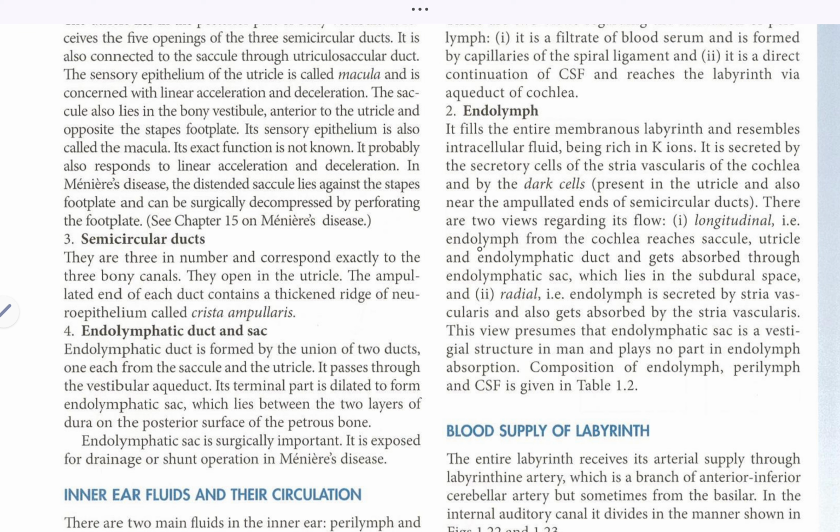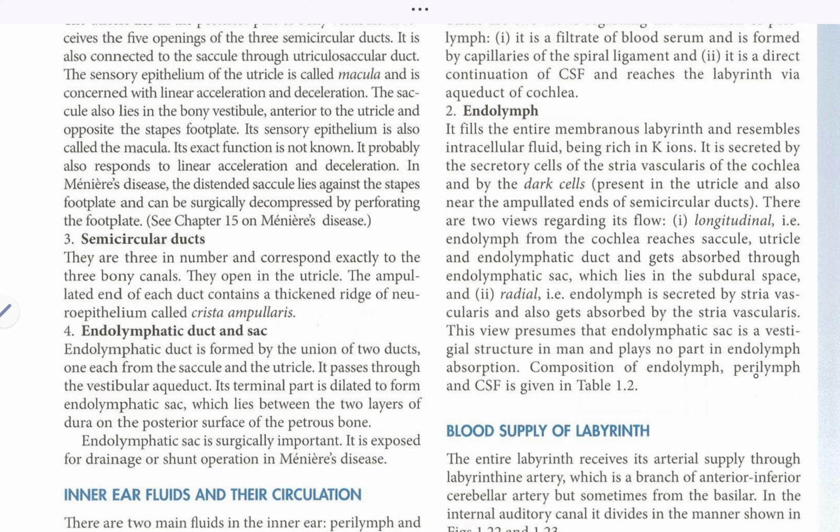Longitudinal, that is, the endolymph from the cochlea reaches the saccule, utricle and endolymphatic duct and gets absorbed through the endolymphatic sac, which lies in the subdural space. And two, radial, that is, endolymph is secreted by stria vascularis and also gets absorbed by stria vascularis. This view presumes that the endolymphatic sac is a vestigial structure in man and plays no part in endolymph absorption.